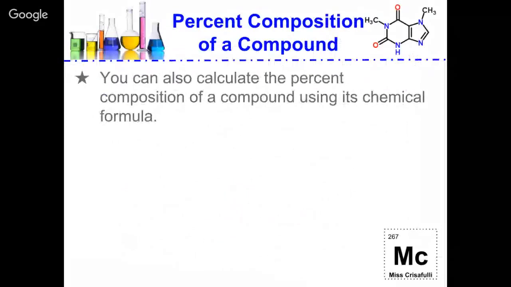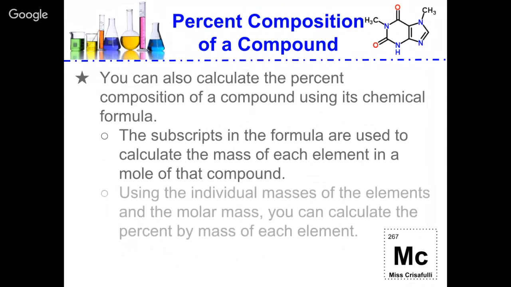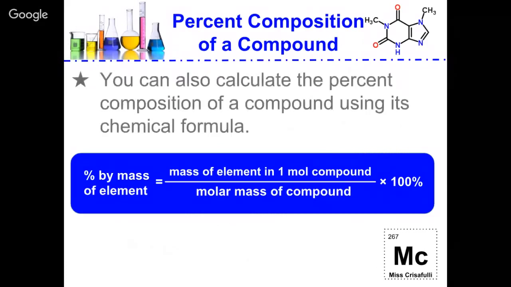Now, we can also calculate the percent composition of a compound using its chemical formula. So remember, the subscripts in the formula are used to calculate the mass of each element in a mole of that compound. So we can use the individual masses of the elements and the molar mass to determine the percent by mass of each element. So that looks like this formula: percent by mass of each element is the mass of the element in 1 mole over the molar mass of the compound times 100.